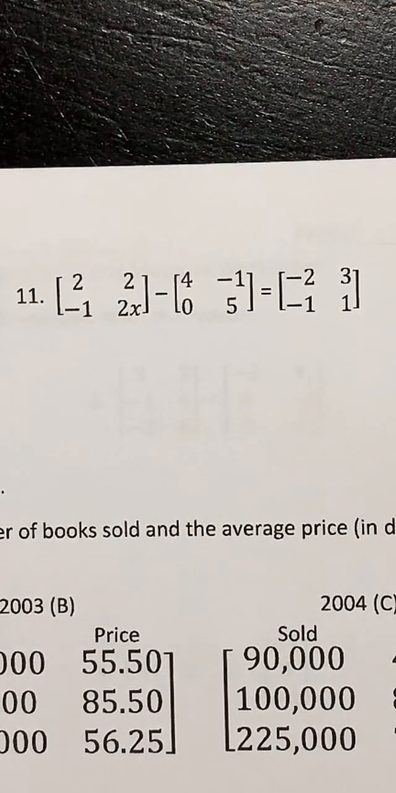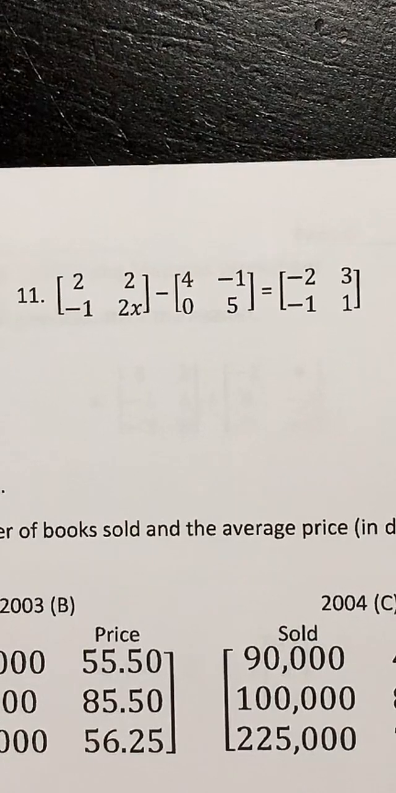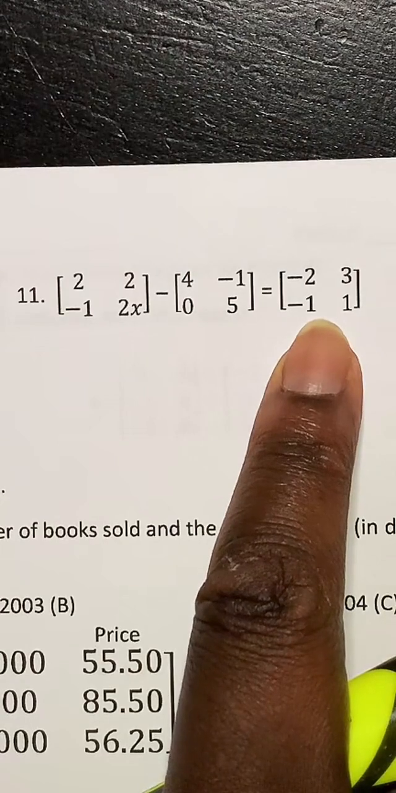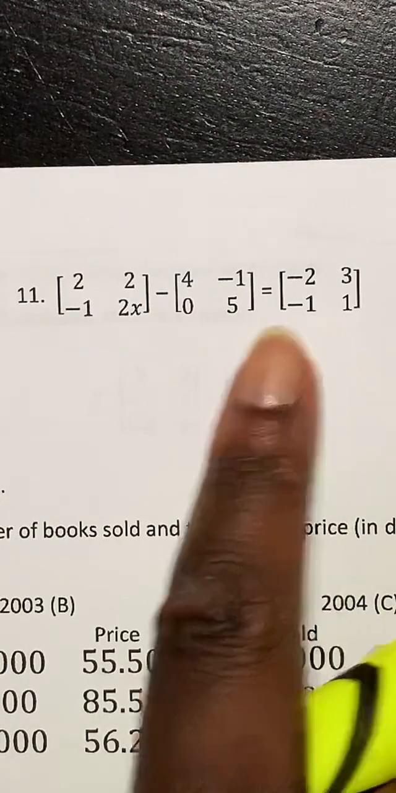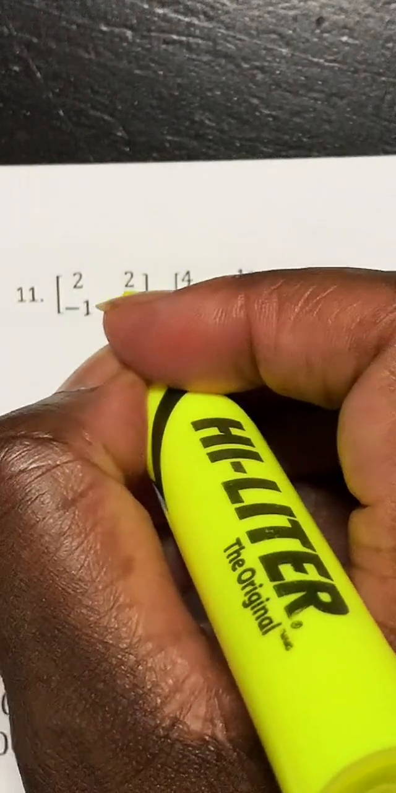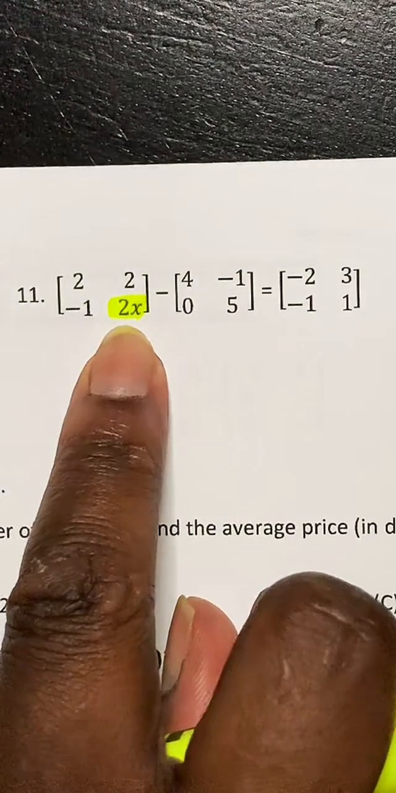So if anything, look at your different matrices. Okay, so you got 1, 2, 3 matrices. And we're only focusing on the spot that matches with that 2x.